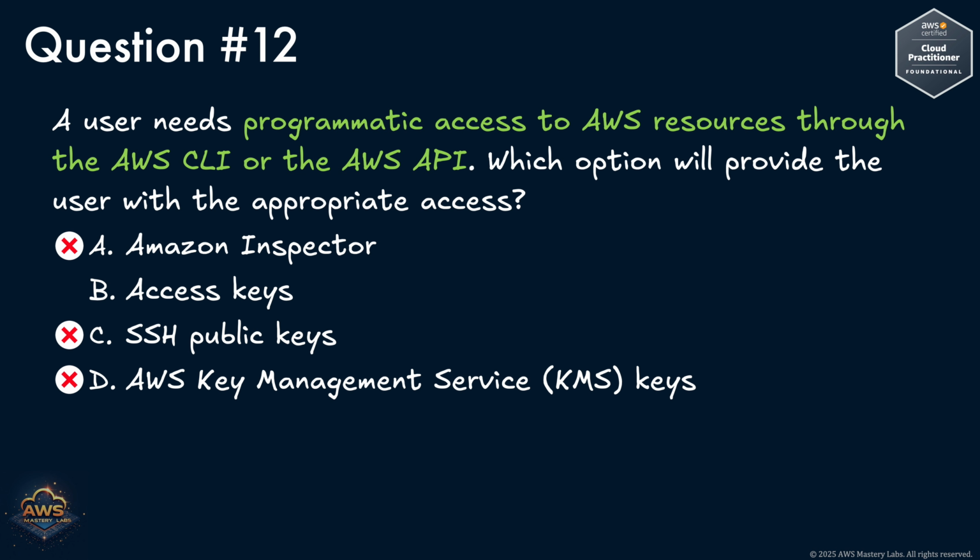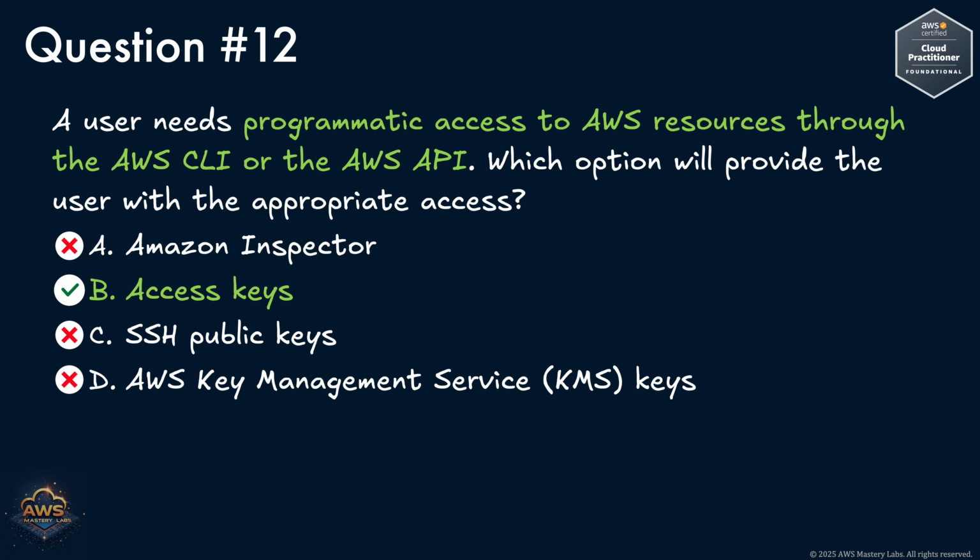Option D. AWS Key Management Service KMS keys. KMS keys are used for encryption and decryption of data. For example, encrypting S3 objects, database entries, or secrets. While you might interact with KMS after gaining access to AWS, these keys are not used to authenticate or authorize users to the API or CLI. Incorrect, because it is used for encryption, not for user authentication.